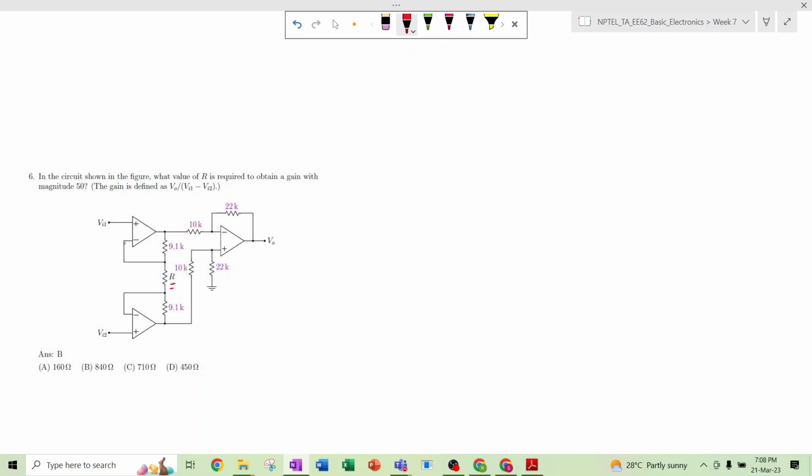Like in the previous case also, if this is Vi1, this is also Vi1, because of the virtual short. And this is Vi2, so this terminal will also be Vi2. Same thing goes here also, Vi2, and this is Vi1. Okay, so now the current through this terminal, I, will be Vi1 minus Vi2 divided by R, divided by this resistor. So this much current will flow.